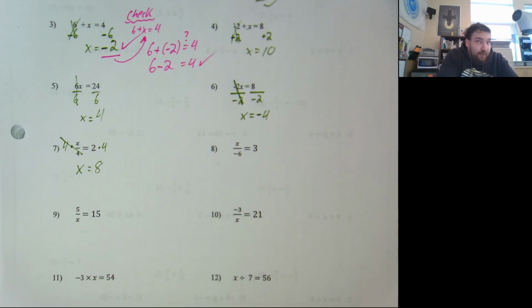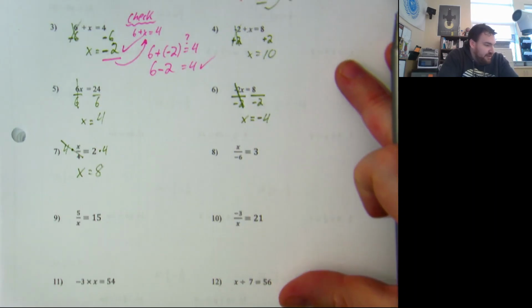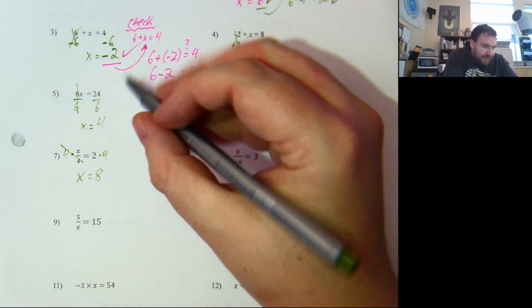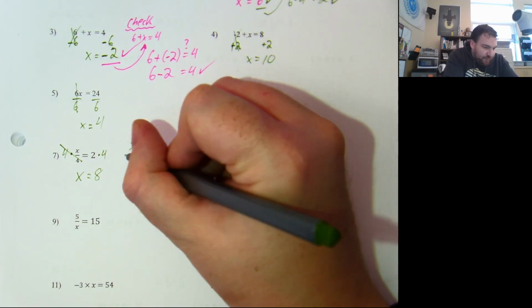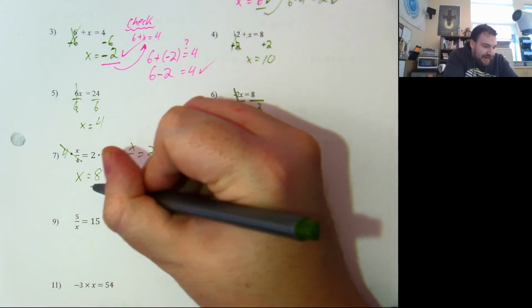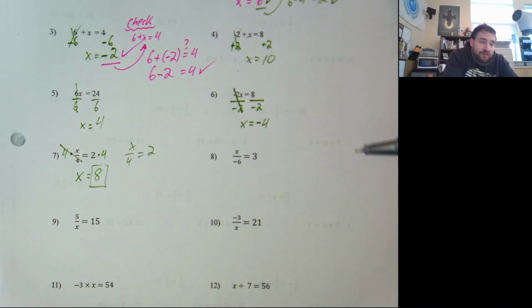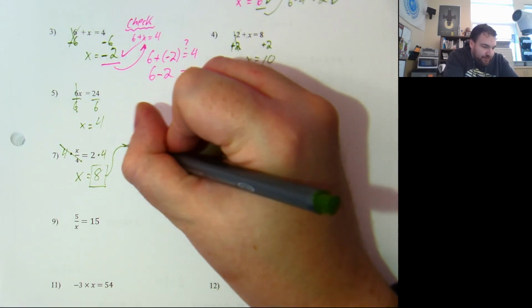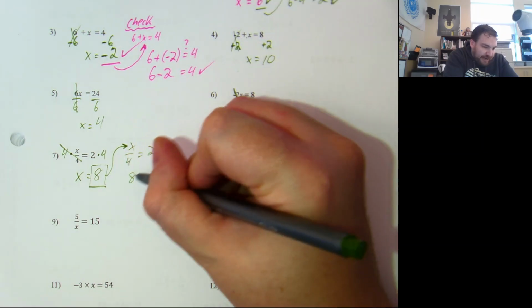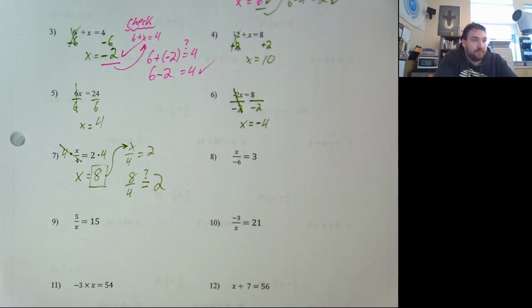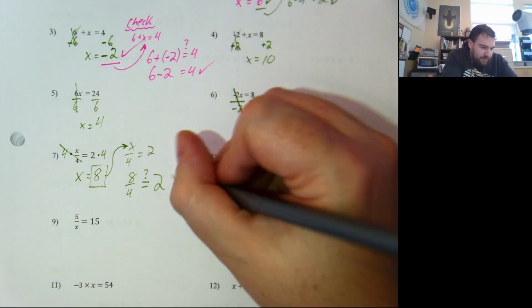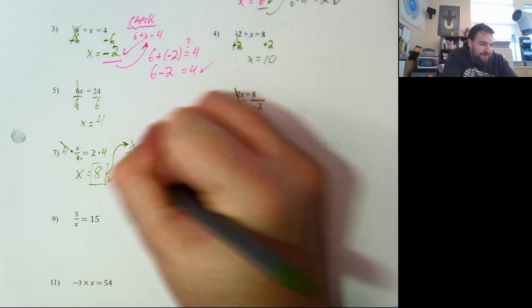We can check this again. I skipped a check on a few of these. Let's check it again. I had x over 4 equals 2. So if I have x over 4 equals 2, I'm going to take the value I just found and plug it in where x goes. So I've got 8 over 4. Is this equal to 2? Yes. That's true, so that must be correct.